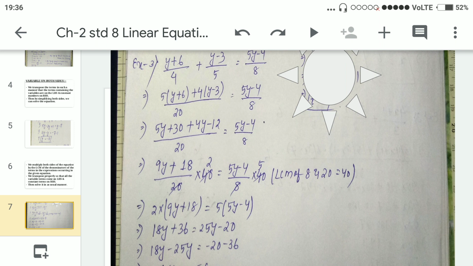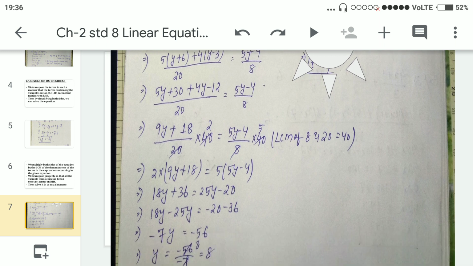Just take the LCM of 20 and 8, and you know the LCM of 20 and 8 is 40. Or simply you can multiply this 40 on both sides, or else here you can do another thing, that you can do the cross multiplication. That means 8 into (9y plus 18) and 20 into (5y minus 4). In that way also you can solve it. There is no issue.